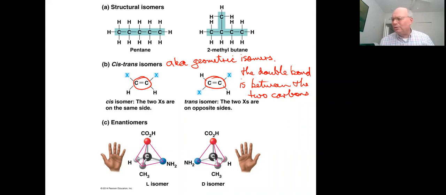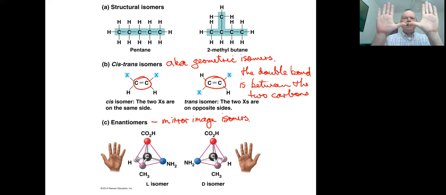The last type of isomer is the hardest one to try and figure out. It's got a fancy name called enantiomer. Another way of saying this is mirror image. And the diagram here tries to illustrate an idea that we often use in trying to explain this. So if you take your two hands and you hold them up like this, if you slide them sideways, just like that, nothing really matches up on your two hands. They're out of sync with each other.